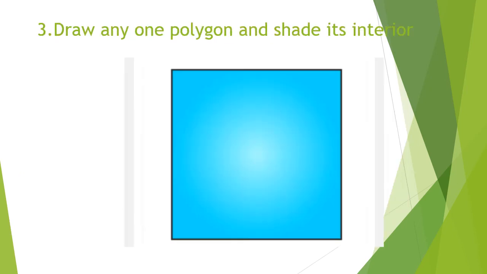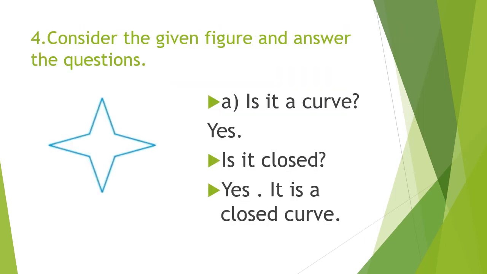Question 3. Draw any one polygon and shade its interior. So you can draw triangle, square or any one polygon and shade its interior. Question 4. Consider the given figure and answer the questions. A. Is it a curve? Yes, it is a curve. Is it closed? Yes, it is a closed curve.